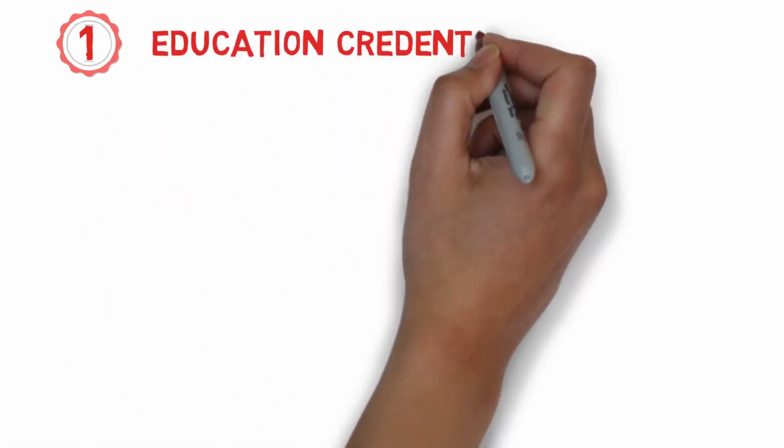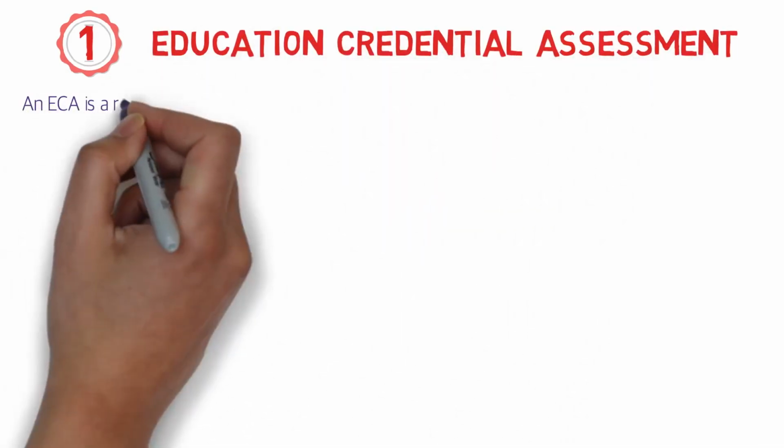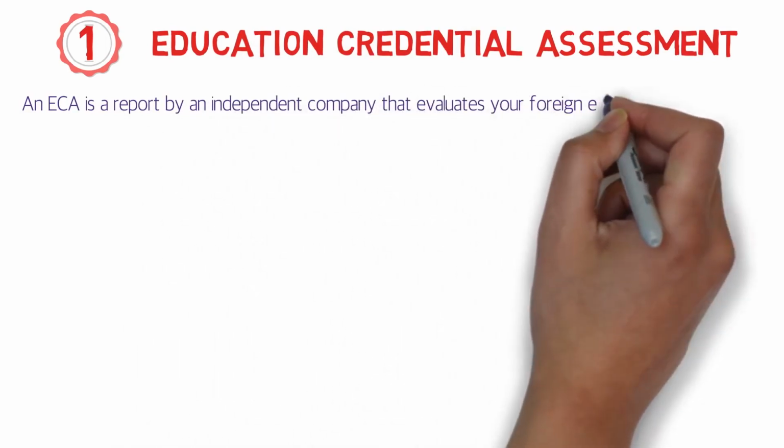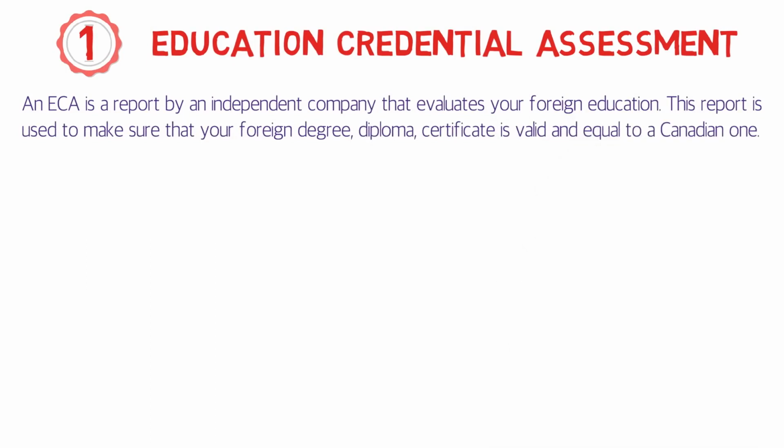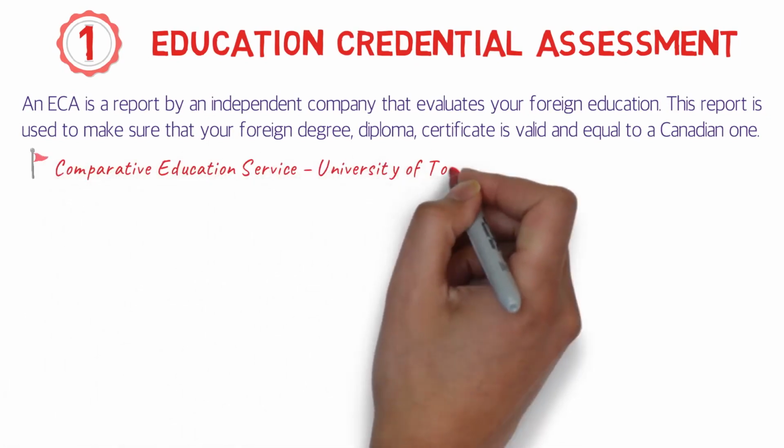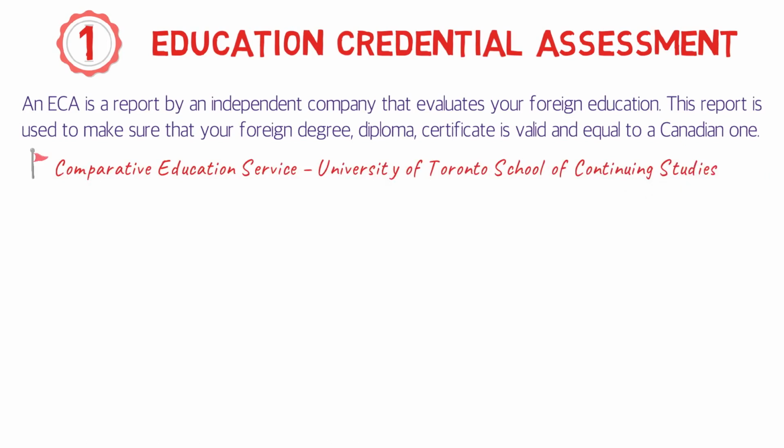Education Credential Assessment, or ECA. An ECA is a report by an independent company that evaluates your foreign education. This report is used to make sure that your foreign degree, diploma, certificate is valid and equal to a Canadian one. So mind it, your ECA is not done by the Canadian government, it's done by a few independent organizations, and those organizations are Comparative Education Service, University of Toronto.